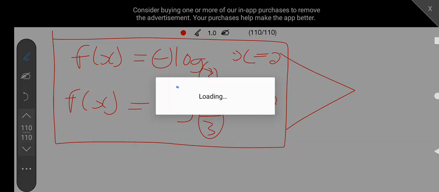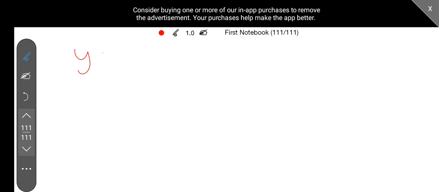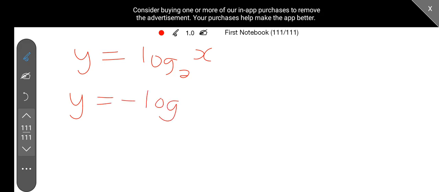So the last one, suppose we're given y is equal to, let's just say positive this time, logarithm base 2 and then x. If we are reflecting in the x-axis, then the values of y will change. This will become y is equal to negative logarithm. The 2 will change to its reciprocal. That will be 1 over 2. And this will be x.